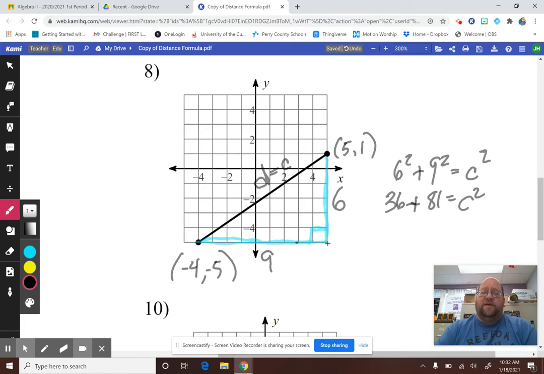Again, 36 plus 81 would be 117. That is correct. Equals C squared. Now I have to look at this and see if there are any perfect squares that I could get out of this. I wonder if there are any of those numbers in the perfect square list that would go into this. Think about some of those numbers, pull out that perfect square list and see if there is something there that you could pull out.